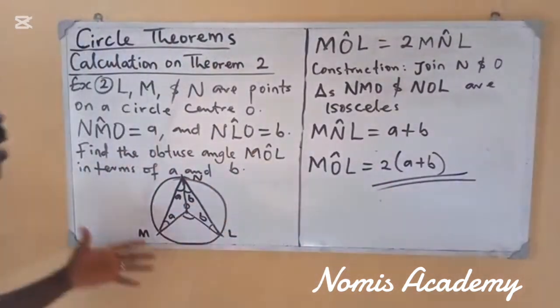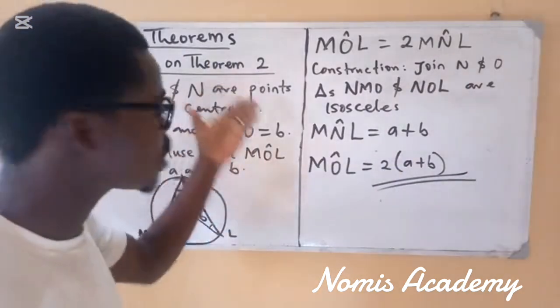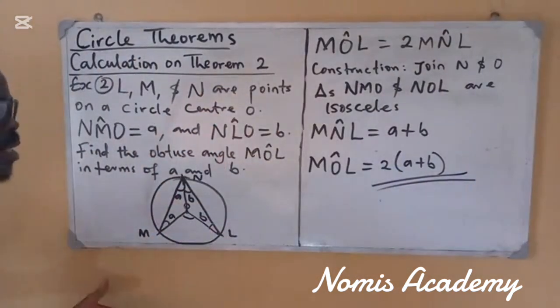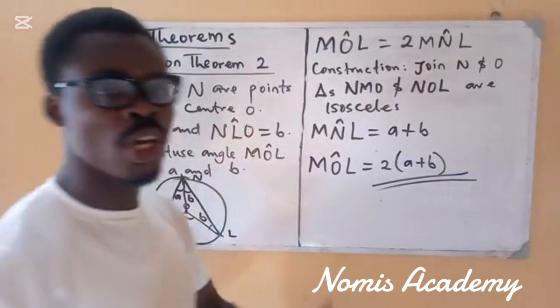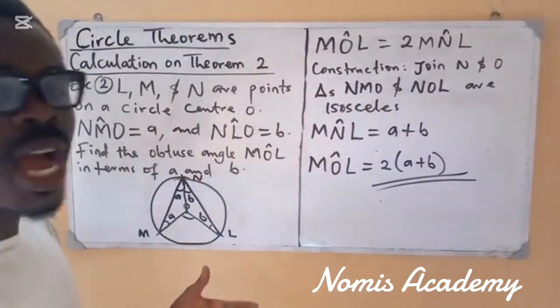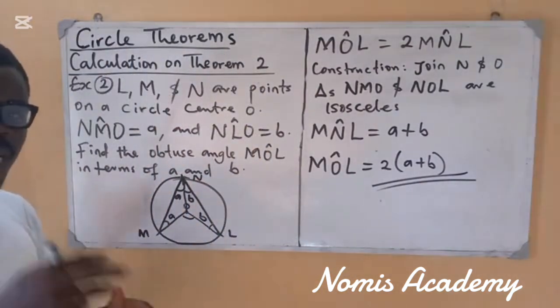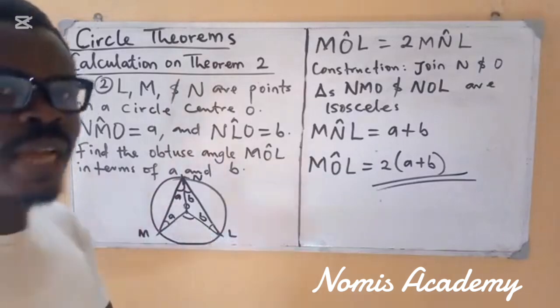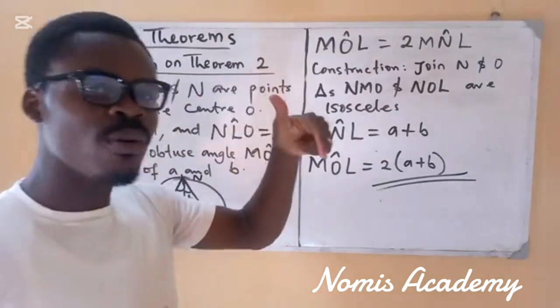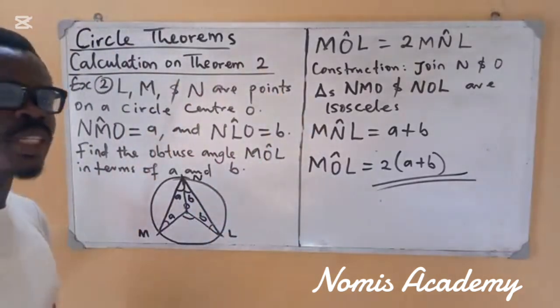So once again, you remember the principle or the theorem that says that an arc or even a chord can subtend an angle at the center, and that angle formed is 2 times bigger than the angle formed at the circumference of the circle.